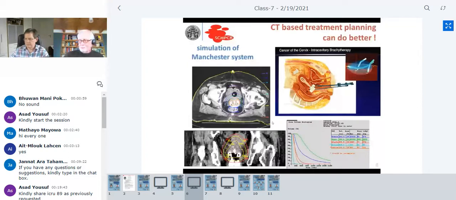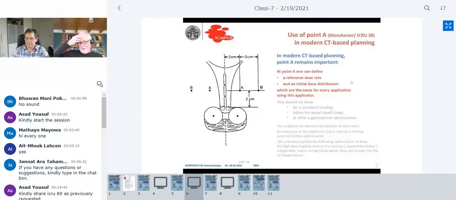So we could, in principle, continue without using point A, but I want to point out that in modern CT-based and MR-based planning, point A still remains important. It remains important for an additional reason that I believe you have not heard of before. At point A is a position where we should define a reference dose rate. Call this dose rate at point A 100%.